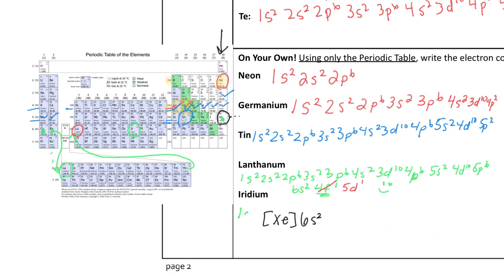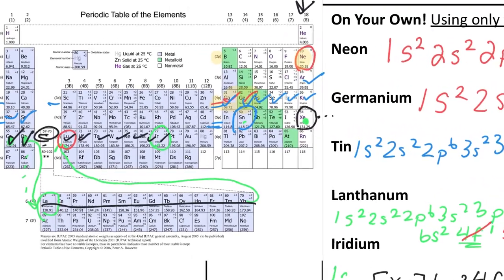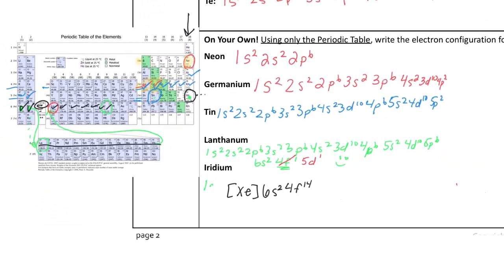Okay, so that takes care of here. Now we're trying to get all the way to iridium. Well, we have to go through 57 to 70, so that's going to be this whole f block here. 4f14, and then we come back up and we have to do 1, 2, 3, 4, 5, 6, 7 in the 5d block, which you can hardly see anymore because I've just written all over it. So 5d7. So that would be a way to write the electron configuration for iridium.